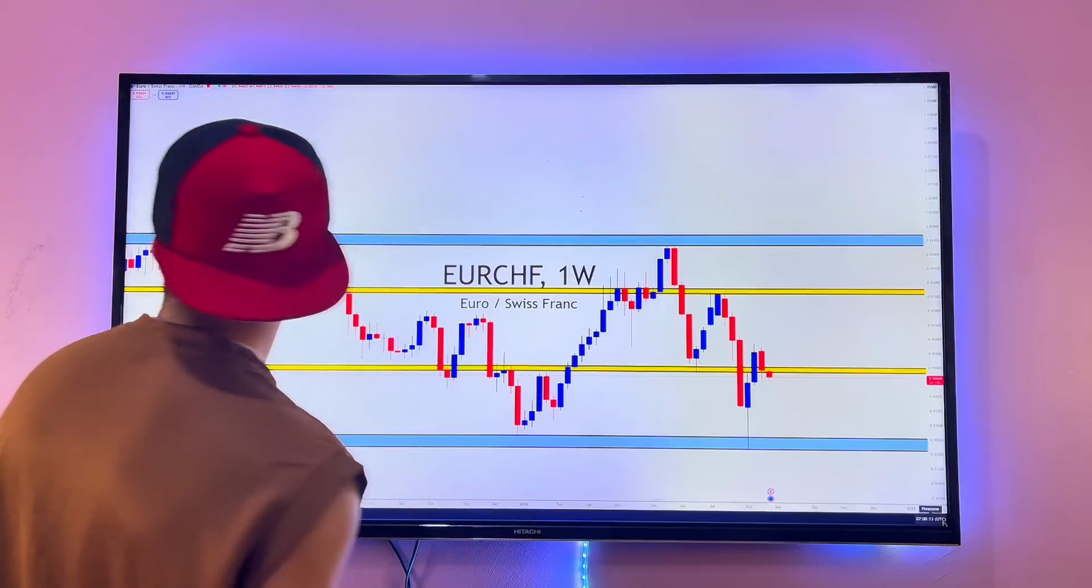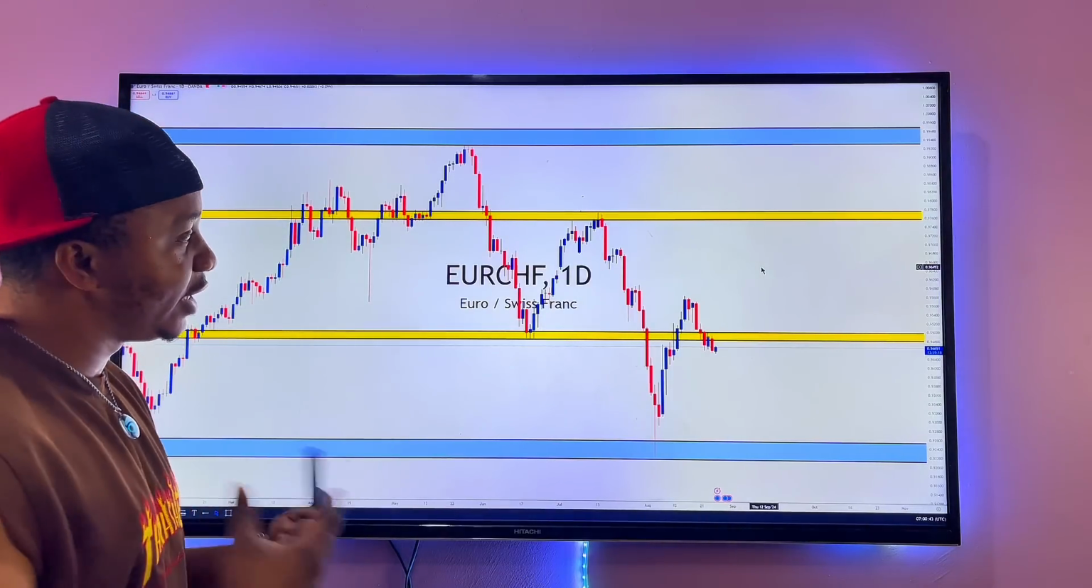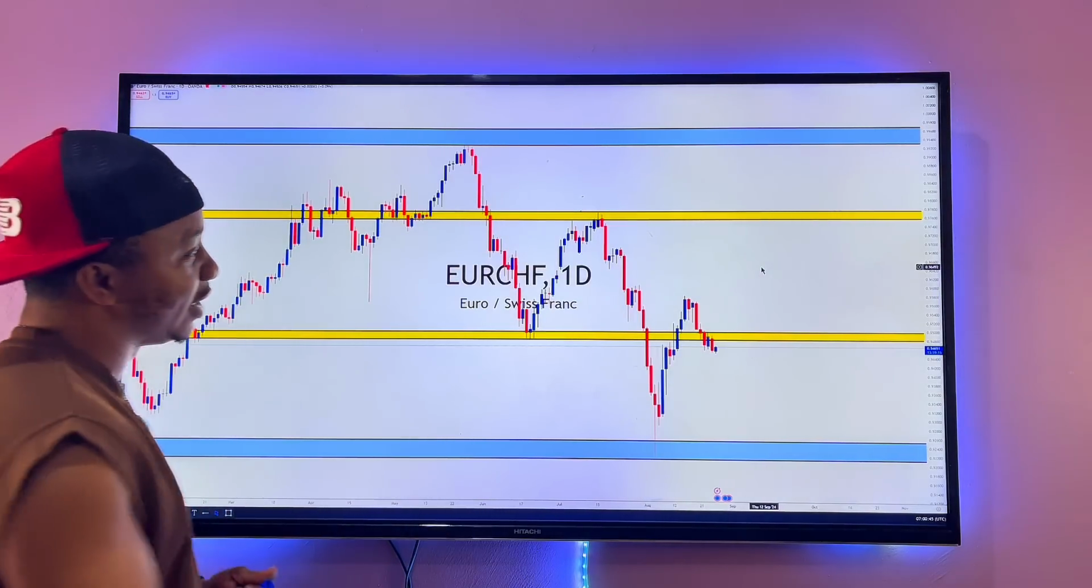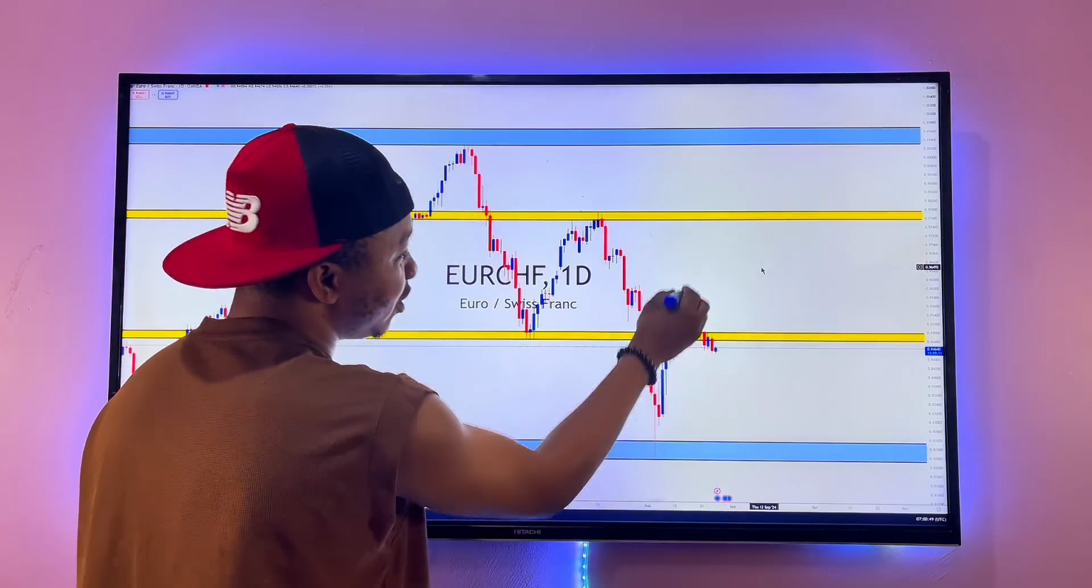All right, so U-Chef onto the daily time frame. This is U-Chef on the daily time frame. On the daily time frame, we are seeing almost the exact same thing. Push to the downside, lower low here, lower high, another lower low, another lower high. Where are we going next?